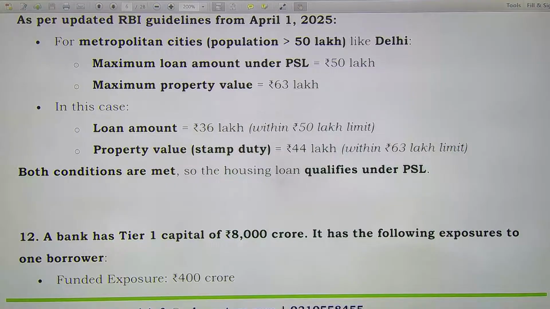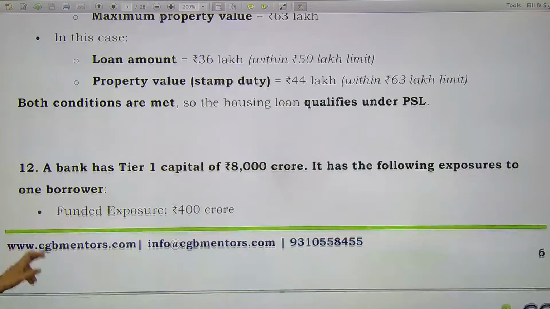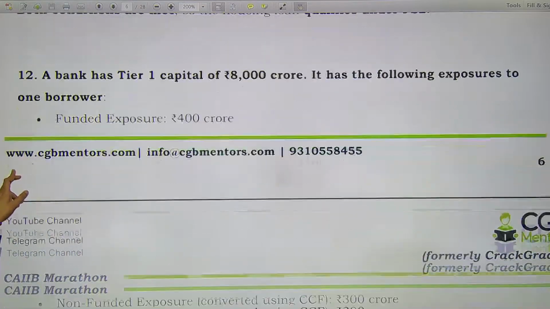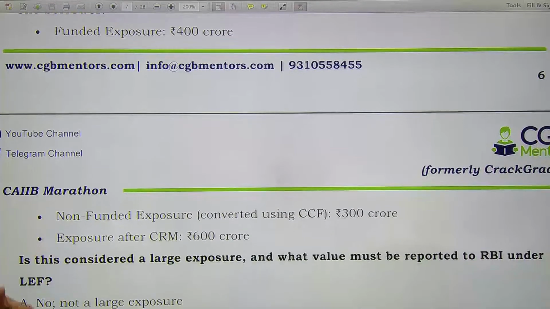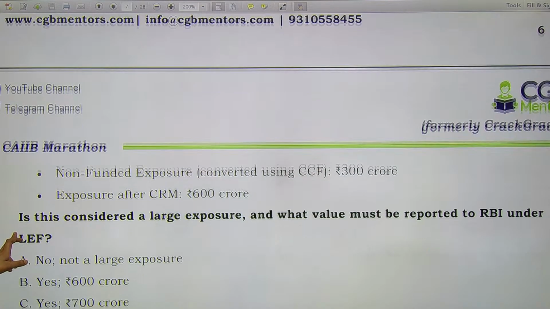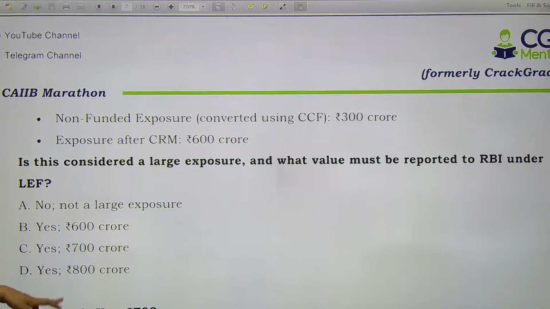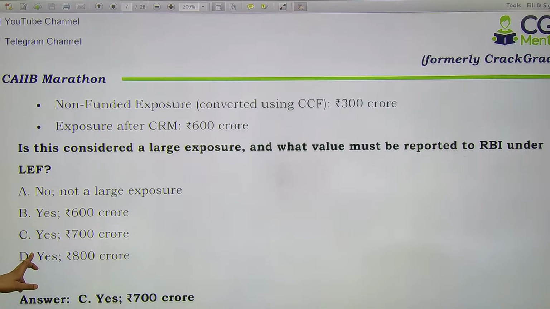Now, a bank has tier 1 capital of 8,000 crore. It has the following exposure with one borrower. So, funded exposure 400 crore, non-funded exposure 300 crore. Non-funded exposure like letter of credit, guarantees, etc. Now, exposures after CRM is 600 crore. So, is this considered a large exposure and what value must be reported to RBI under the large exposure framework?